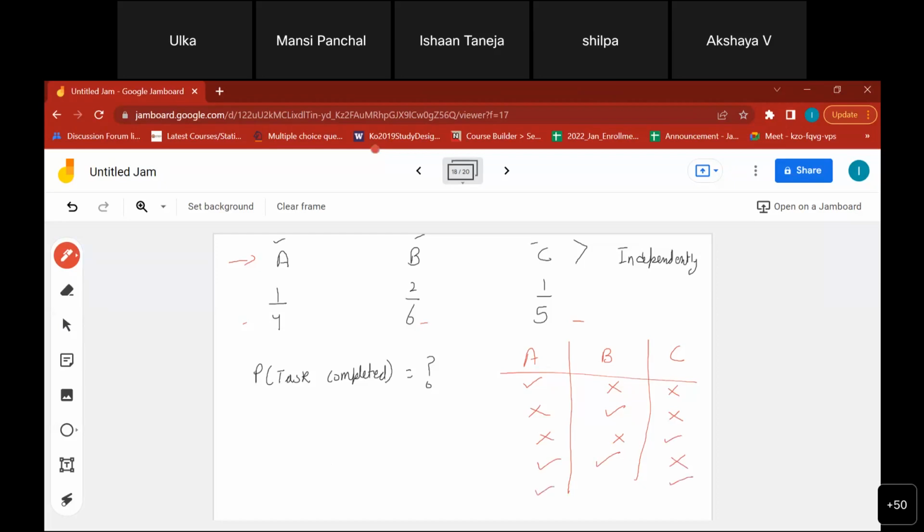If A and C do it and B doesn't, then also my task will be completed, right? If B and C do it and A doesn't, then also my task will be completed. If all three are able to complete it, then also my task will be completed, right? So there are 7 cases in which I can get my task completed, right? Is this clear?